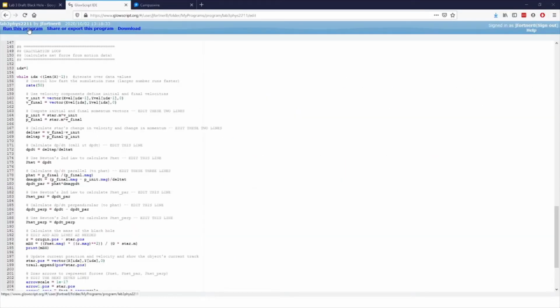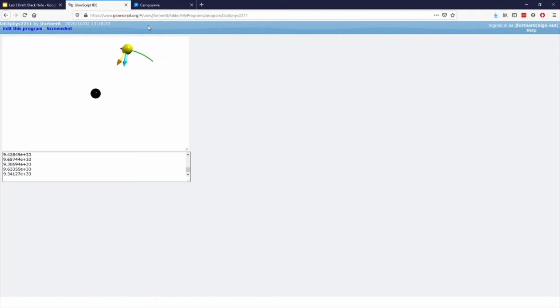So this is my code, which will go ahead and run. In this model, the orange arrow represents the total net force, the blue arrow represents the perpendicular component of net force, and the pink arrow represents the parallel component of net force. As you can see, here it calculates the magnitude of net force and then the magnitude of the parallel and perpendicular components of net force.